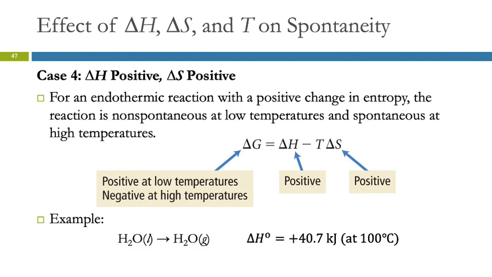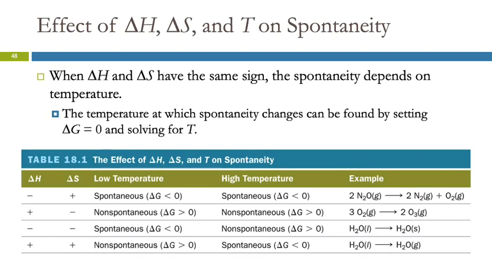So the sign on delta G matches with delta H, not with delta S. Sorry, this is how it is. So if delta H and delta S are opposite in sign, we can tell whether it's spontaneous or not at any temperature. But if they are the same sign, whether it's spontaneous or not will depend on the temperature.